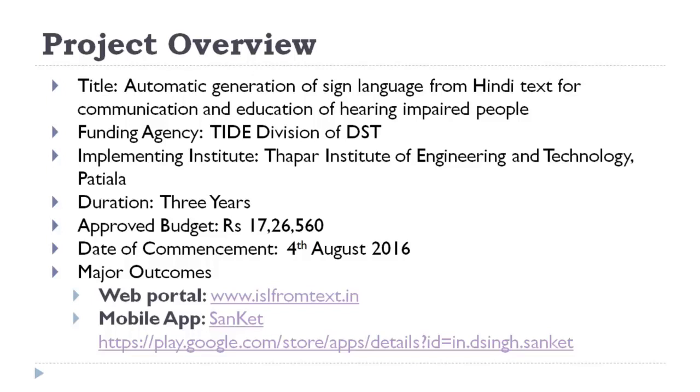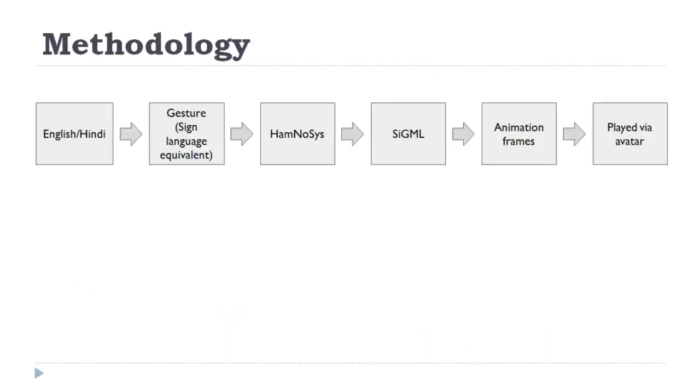This project was started in August 2016. As an outcome of this project, we have developed a portal having URL islfromtext.in. We have also developed a mobile app Sanket, which is used to convert text to sign language. In this video, we will demonstrate our web portal with examples. Before switching to the demonstration of this portal, let's take a quick review about the methodology adopted to achieve this outcome.